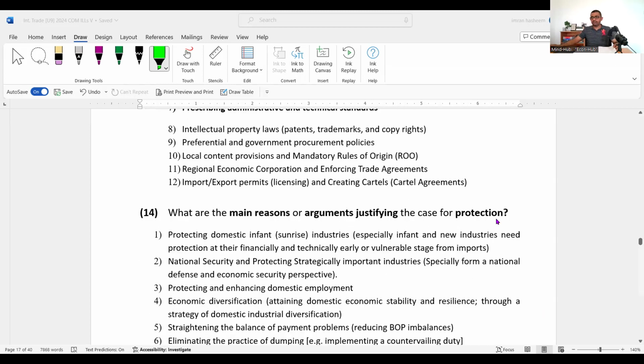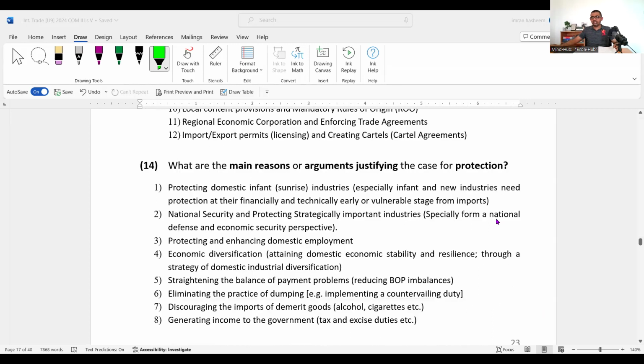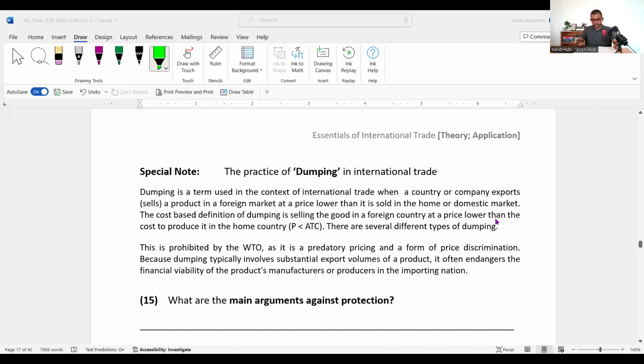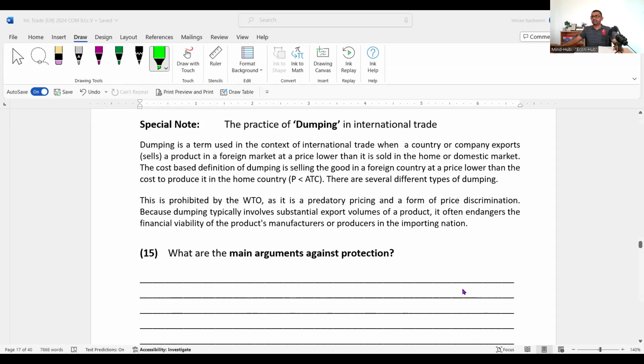Okay, right. Then before we go into the arguments, there is also the term dumping. So I'll explain that first. Can you guys go to page 24 and give it a read once? Quickly read what is given here. The practice of dumping in international trade. Special note, page 24.